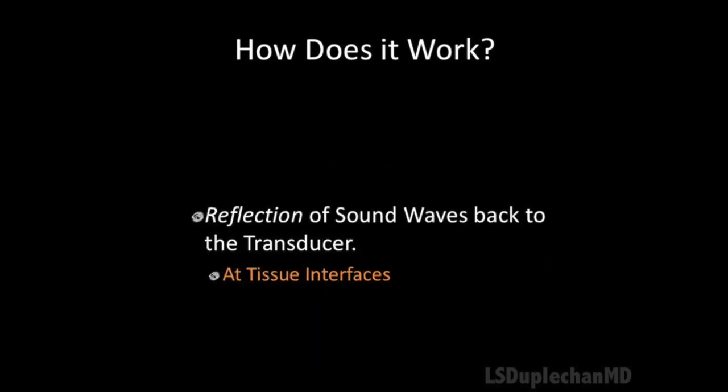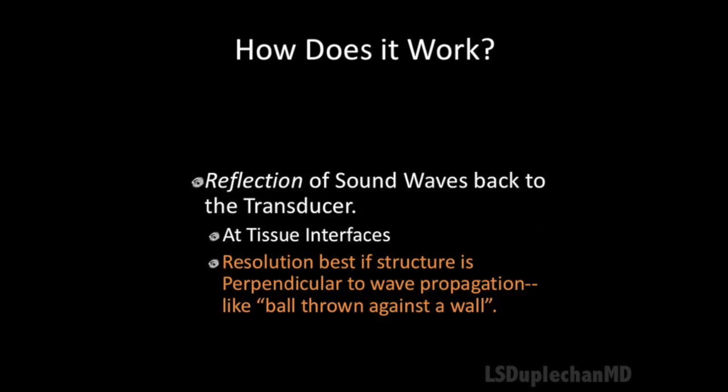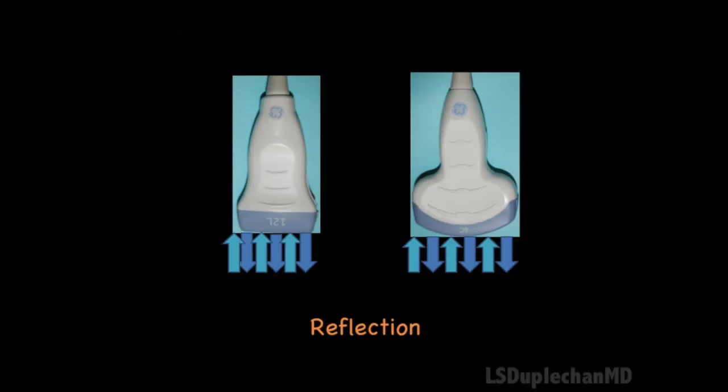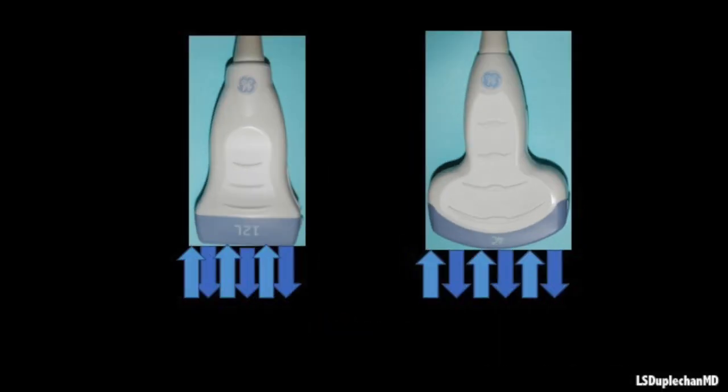Sound waves reflect back to the transducer at tissue interfaces, such as the intersection between subcutaneous tissue and tendon. Resolution is optimized if the structure is perpendicular to the wave propagation, such as a ball being thrown against a wall. Left to right are high and low frequency transducers. The downgoing arrows are to represent sound waves leaving the transducer and going through the tissue. In this view, the upgoing arrows represent the reflecting sound waves that are transmitted back to the transducers.